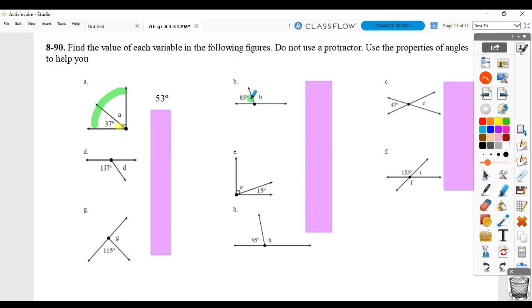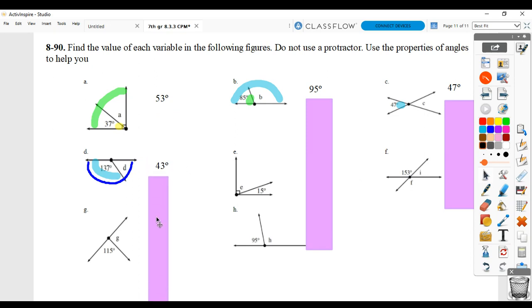For B, we know this is 85, and we know this represents a straight angle of 180. 180 minus 85 gives you an angle measurement of 95. For C, these are vertical angles, and we know vertical angles are congruent. So if this angle is 47, that means angle C, which is vertical to that, is also 47. For D, this angle is 137. Again, we know the entire thing here is 180. 180 minus 137 gives us 43.